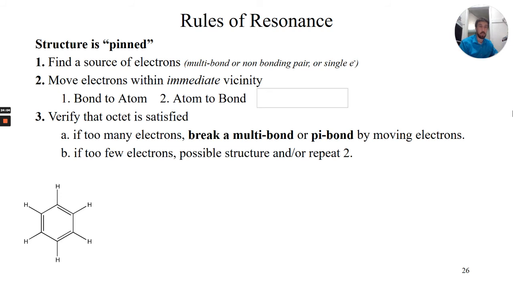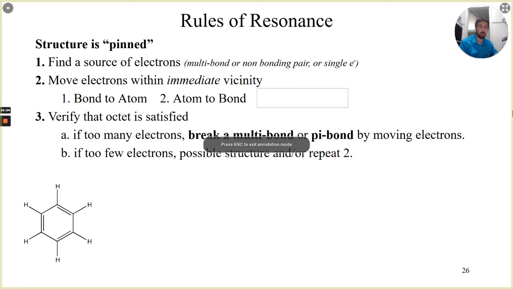Okay, so here we go. Find a source of electrons. Well, there's no non-bonding electrons here. I can only pull p bonds. So I'm going to move from a bond to an atom. So I'm going to go from that bond. The only atoms that are here would either be that carbon or that carbon. I can move them either way. It really doesn't matter, because there's symmetry in the molecule. So I'm going to move them this way.